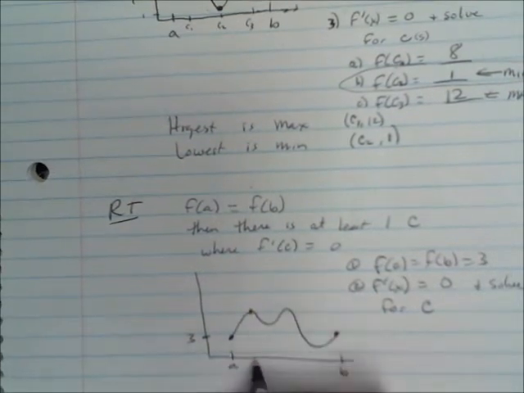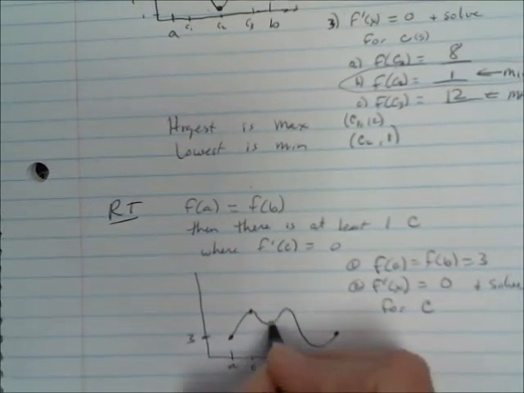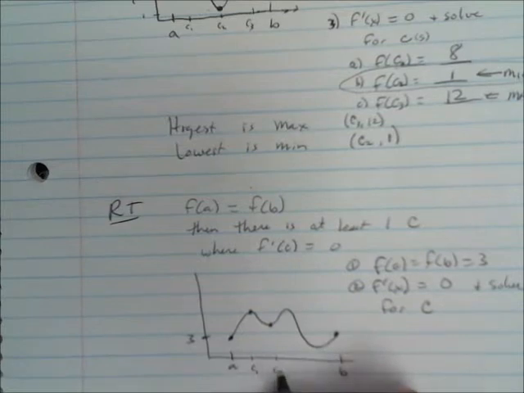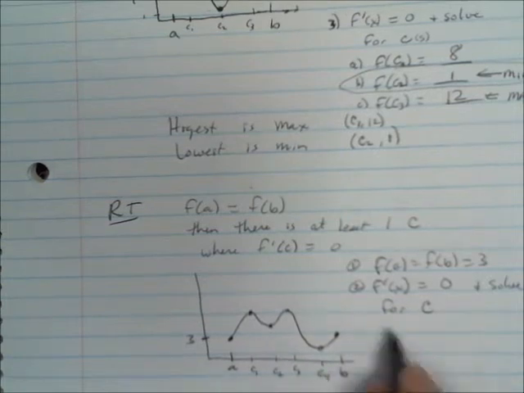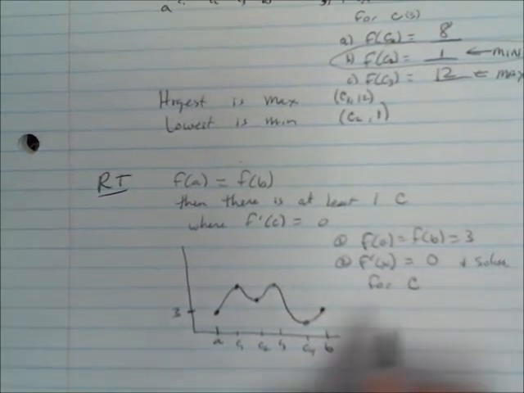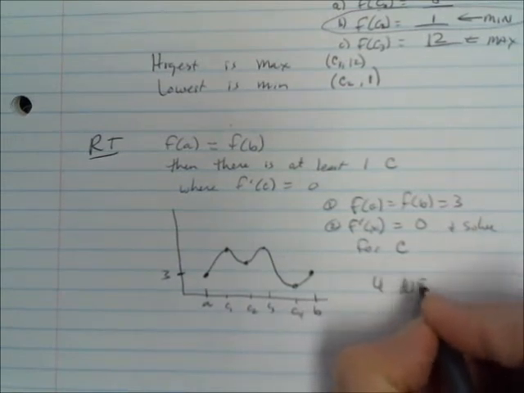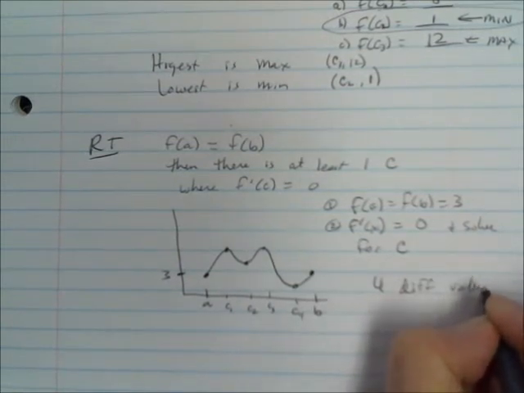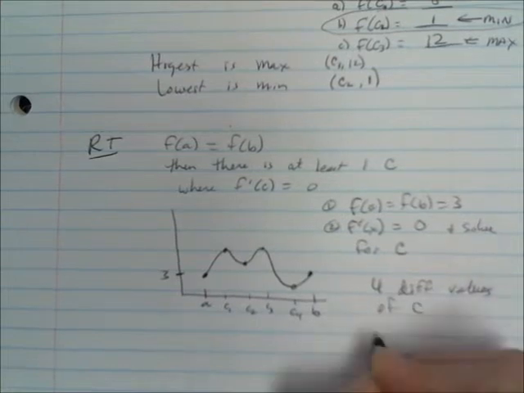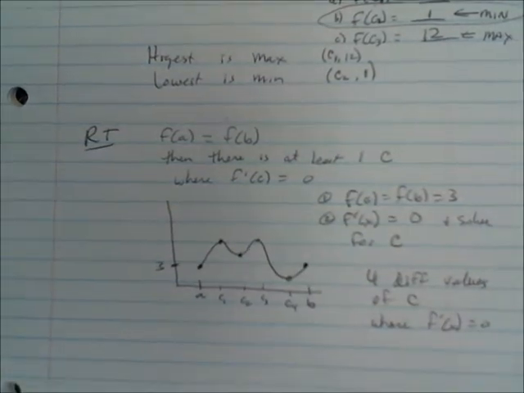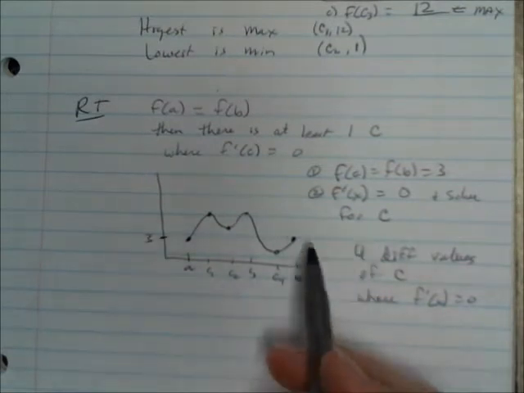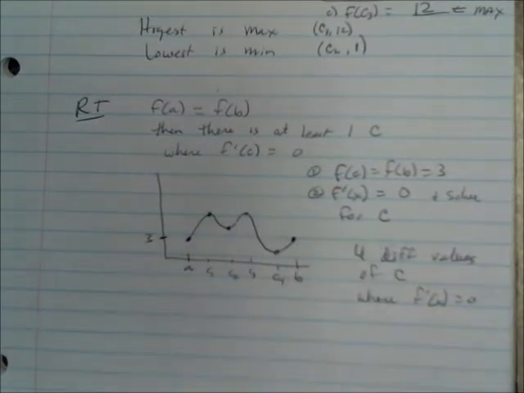So here's one value of c, we'll call him C1. Here's another value of c, we'll call him C2. Here's another value of c, we'll call him C3. And here's another value of c, we'll call him C4. There are actually 4 values of c in this particular Rolle's theorem. 4 different values of c where f prime of x is equal to 0. And that's all Rolle's theorem says, is that somewhere in between there the derivative goes to 0.